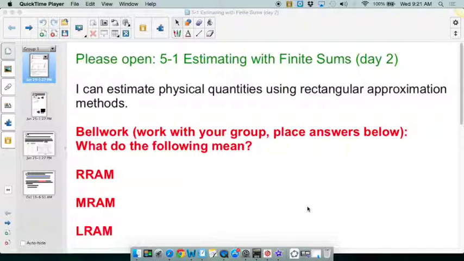Awesome. So those are actual terms, right? Okay, but that's only one word. This is 4 letters. So RRAM stands for what? It doesn't just stand for right. What does it stand for? Okay, so tell me what this stands for.